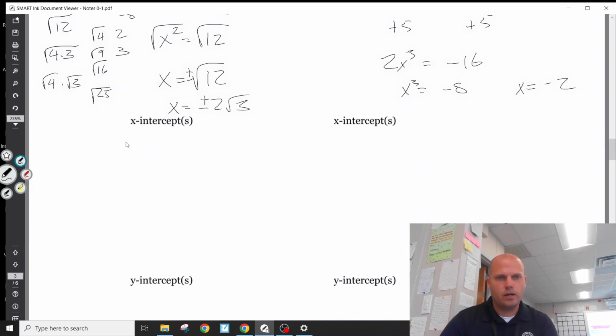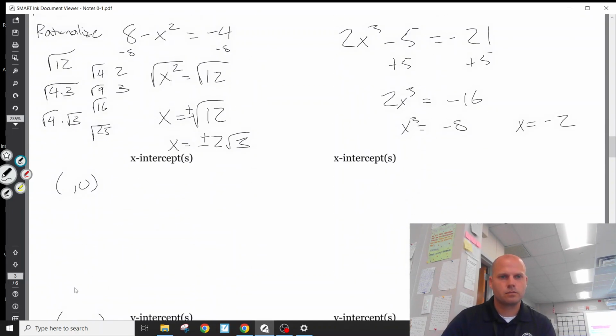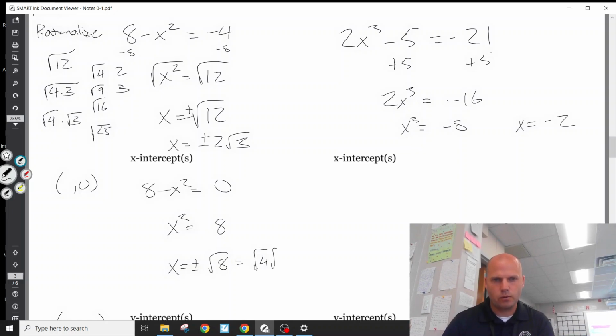X-intercepts when the output y is 0. Y-intercepts when the input is 0. So 8 minus x squared, when does that output 0? When does x squared equal 8? That's when x equals plus or minus root 8. Root 8 is root 4 root 2, which is 2 root 2.